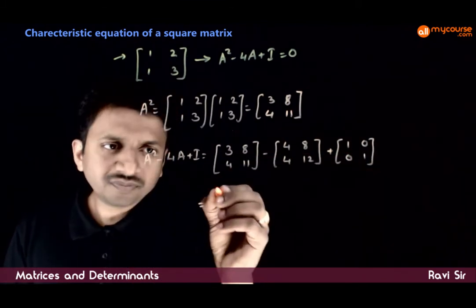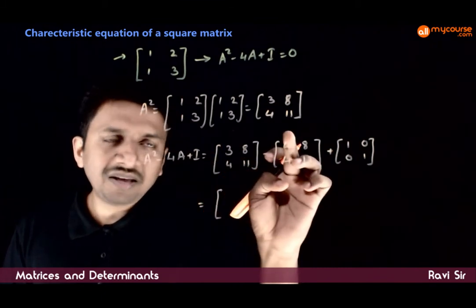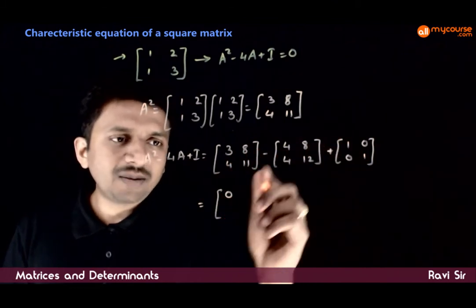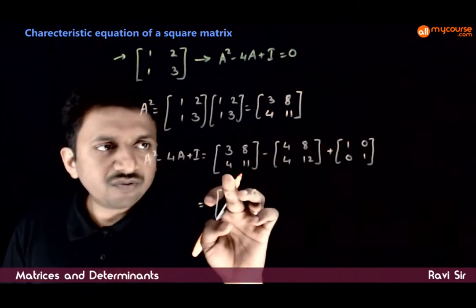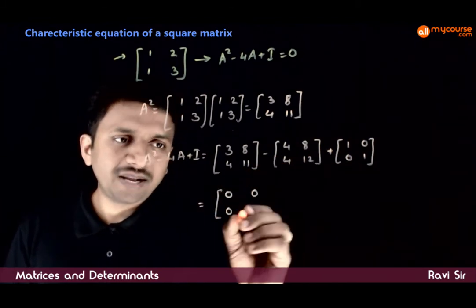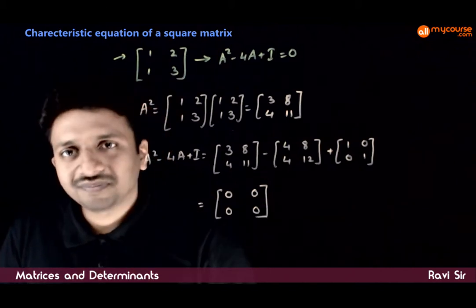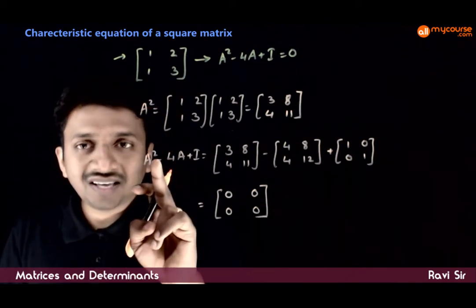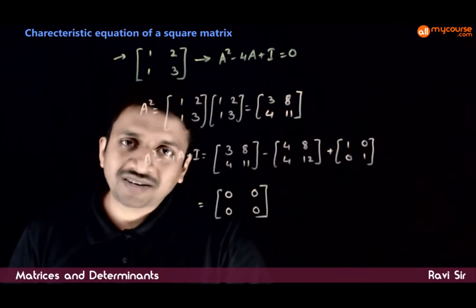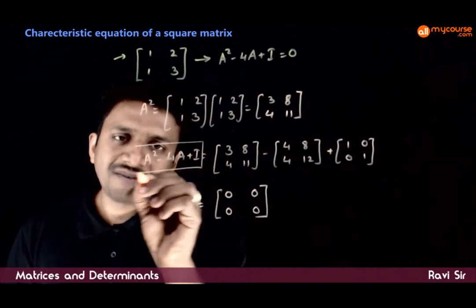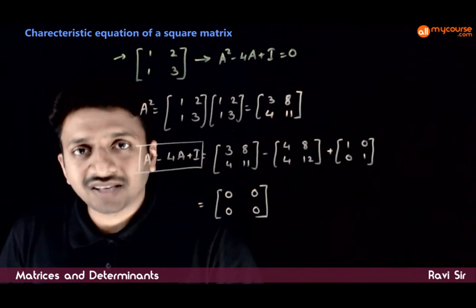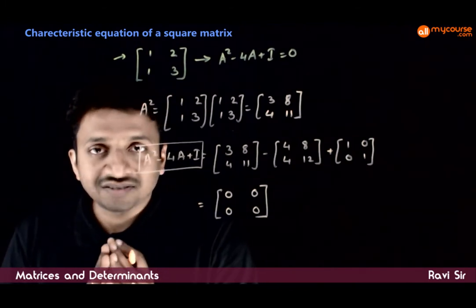So as you can clearly see, 3 minus 4 plus 1 is 0. 8 minus 8 plus 2 is again equal to 0. 4 minus 4 plus 0 is 0. 11 minus 12 plus 1 is again equal to 0. So as you can very clearly see, A square minus 4A plus I is equal to the 0 matrix. So we have verified that the matrix satisfies its own characteristic equation. Every matrix does this.